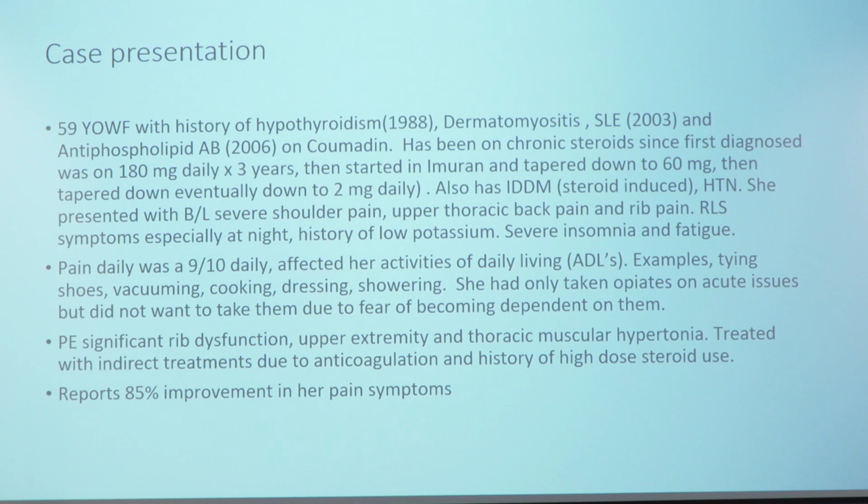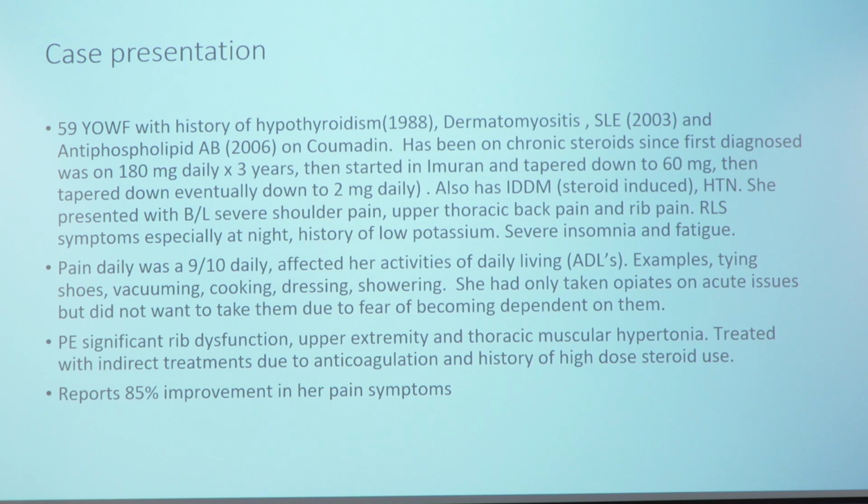She presented with bilateral severe shoulder pain, upper thoracic back pain, and rib pain. She had restless leg symptoms at night, history of low potassium, severe insomnia, and fatigue. Her pain was 9 out of 10 daily. She struggled to take a shower, to vacuum, to cook, basically tying her shoes, anything. She did not want to go on opiates. It's a good thing for her because it would have been very bad for her history. But she was scared of becoming dependent on them.